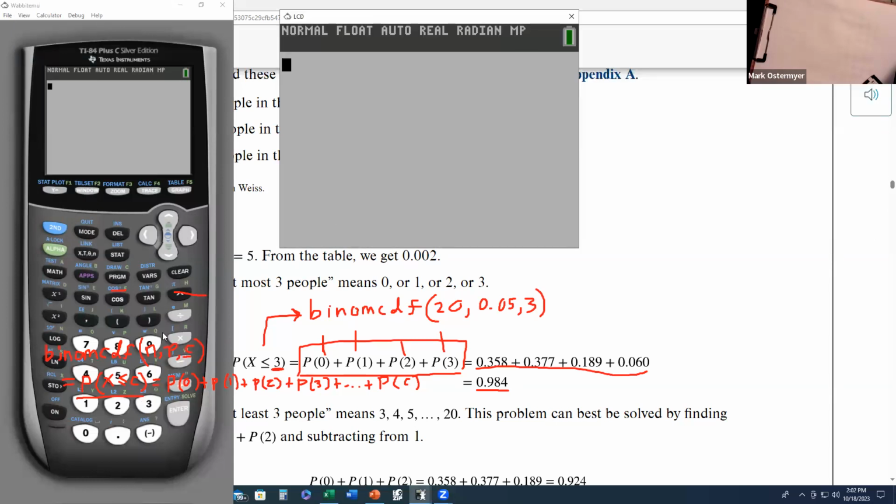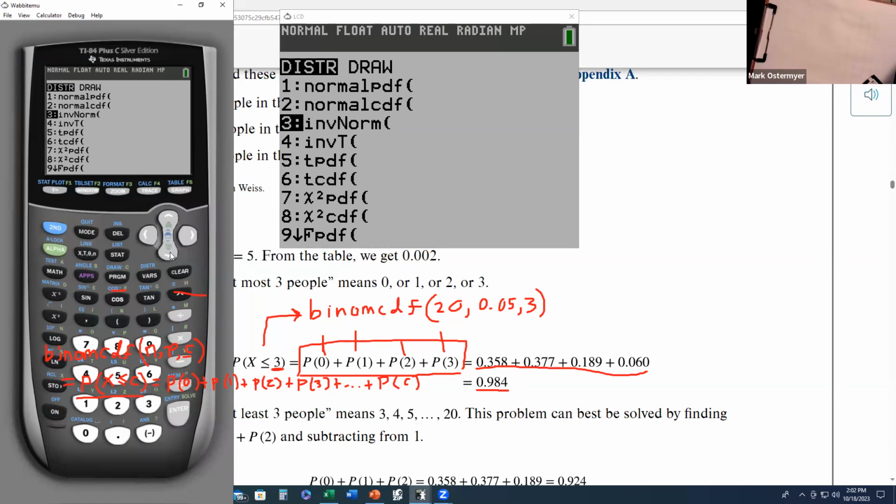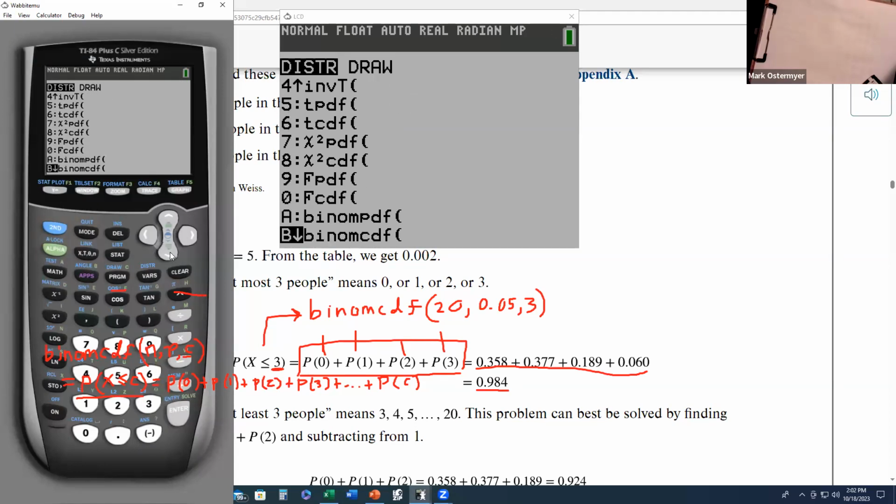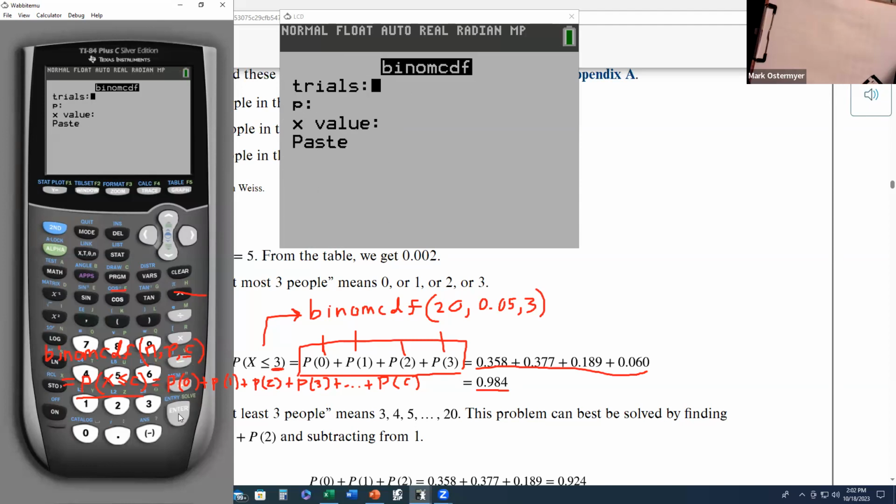We go to our distribution mode, second vars key. You can see those keys. Go down and grab not the binom PDF, but the binom CDF, right below the binom PDF function. Dial up that function. How many trials? 20 trials. That's N. P is the probability of a success, 0.05. Comma. We're interested in at most 3 successes here.